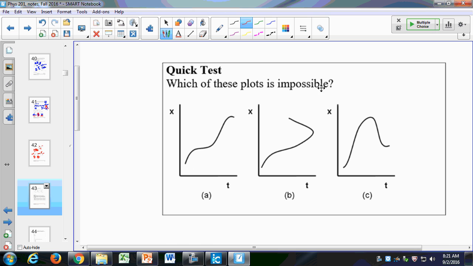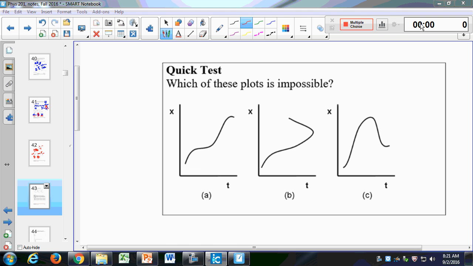All right, let's try this one. Which of these plots is impossible? These are all position versus time plots. Which one is impossible? All right, I'll stop at 30.